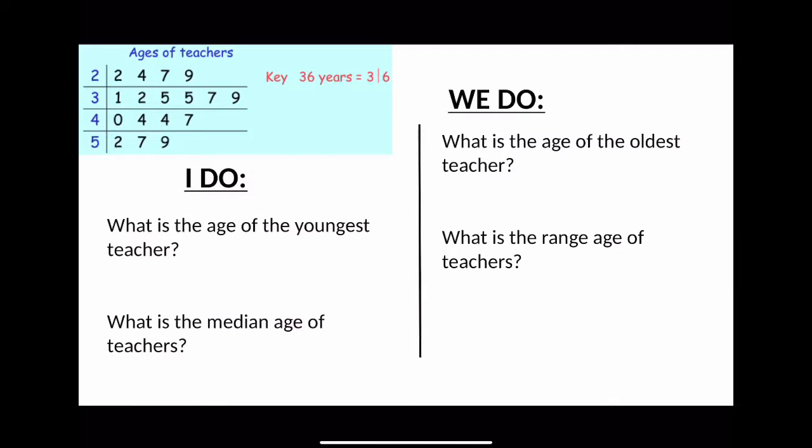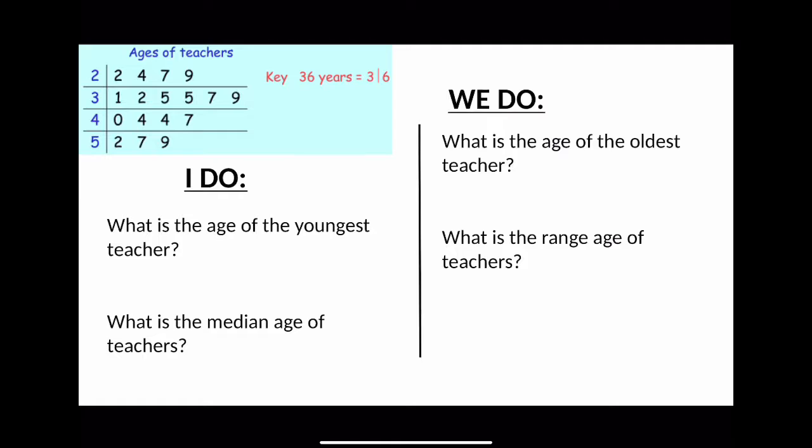So copy this example and pause the video until you're ready. This example is about ages of teachers. So what is the age of the youngest teacher? Look down the stem. We've got 2, 3, 4 and 5. The 2 is 20 something. So now look along the line and you've got 22, 24, 27, 29.